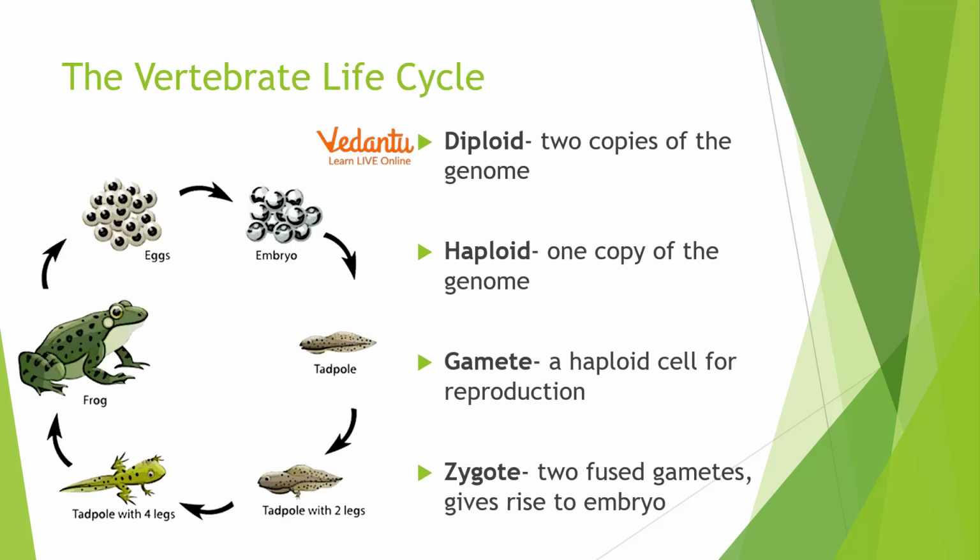The vertebrate life cycle. This is probably what you're familiar with if you've taken, well, any biology classes or any classes that maybe look at frog reproduction. Because we're going to take the frog example. There are two different ploidy levels here. Diploid is having two copies of the genome.